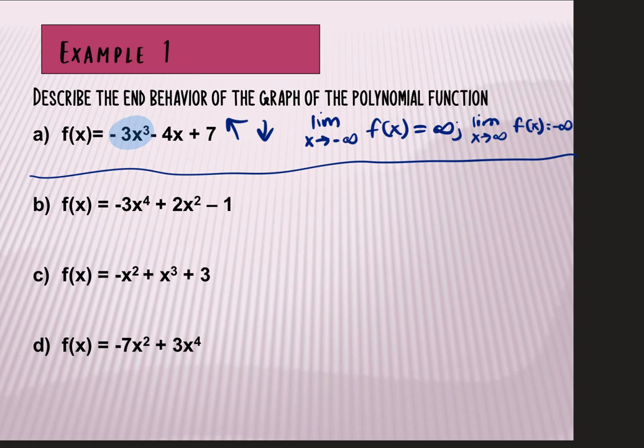All right, go to B. What's my leading term? Negative 3x to the 4th. This is even and negative. So that means both fall: falls left and falls right. Both are down. So as x approaches negative infinity, f of x is approaching negative infinity. And as x is approaching positive infinity, f of x is negative infinity.